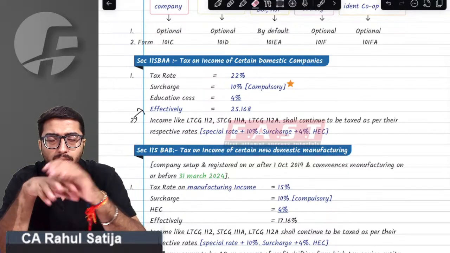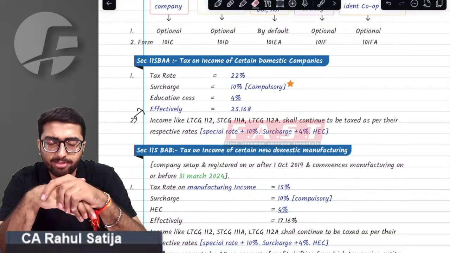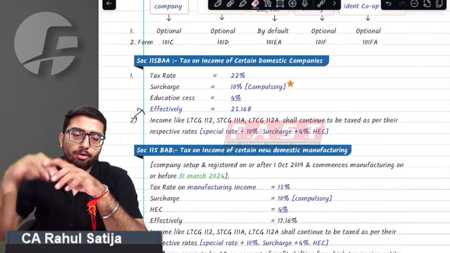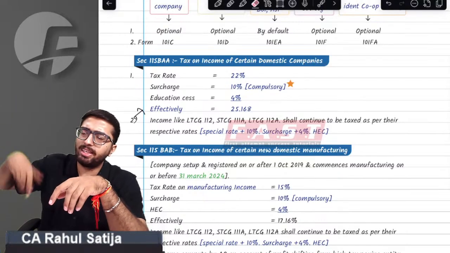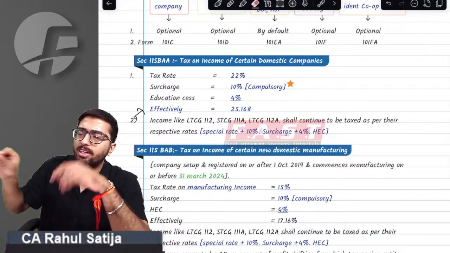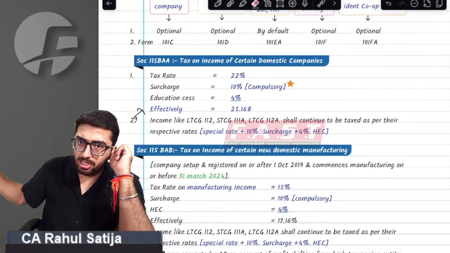So, sir, health and education cess remains the 4%. All in all, you are being charged 25.16% holistically. The provision says if you have any kind of special income like capital gain, like lottery, like any other income, sir, it will continue to be taxed at the same rate the way it is being charged.